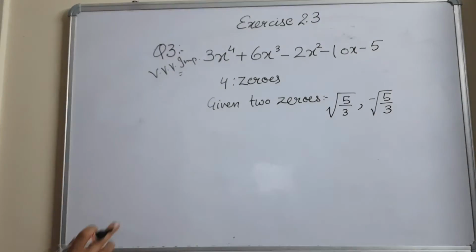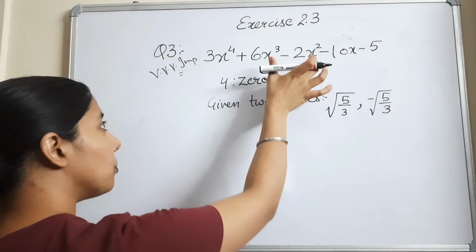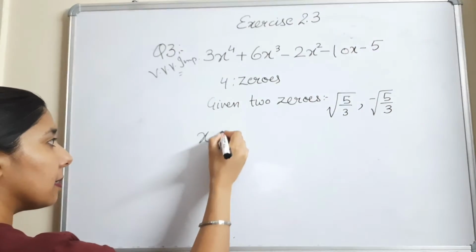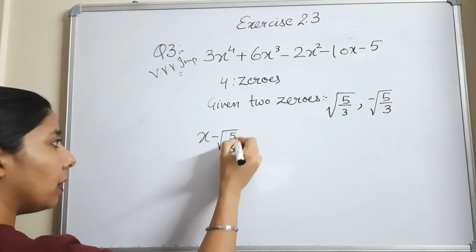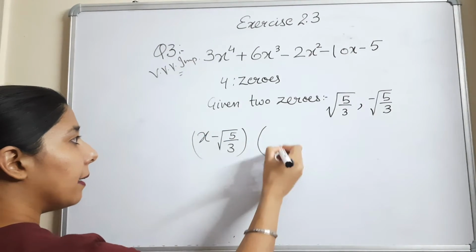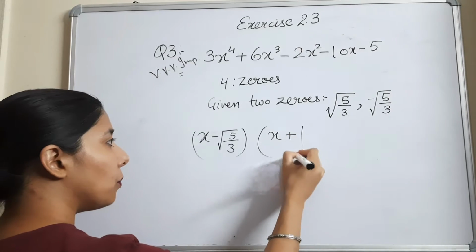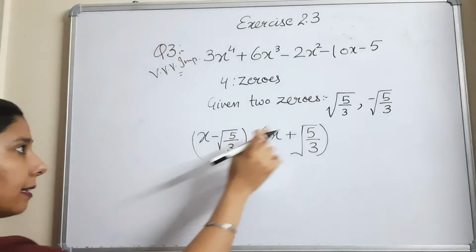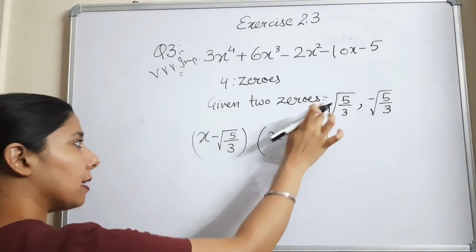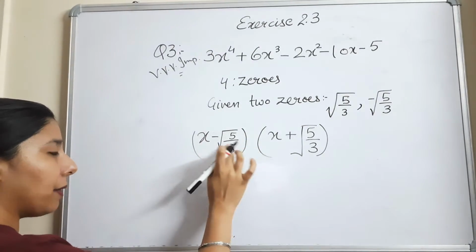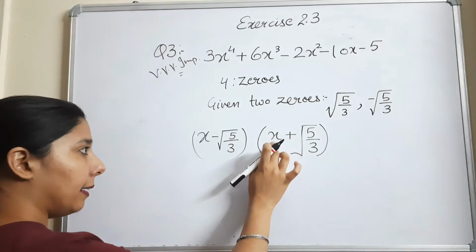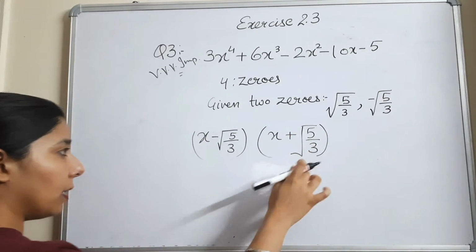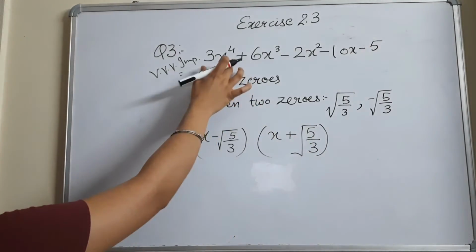So first of all, what you will do, you will write the factors of this polynomial by using these 2 zeros as x minus root 5 by 3 and x plus root 5 by 3. Just write x, then change the sign. Here it is plus, I write here minus and put root 5 by 3. Then again write x, change the sign, it is minus, I write here plus root 5 by 3. So these are the two factors of this polynomial.